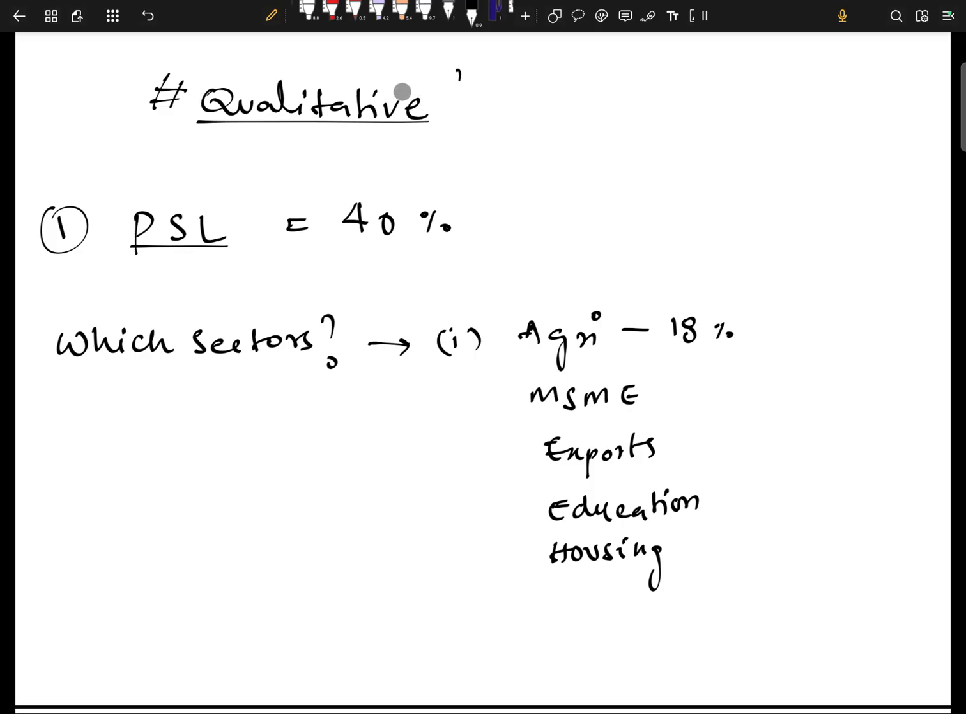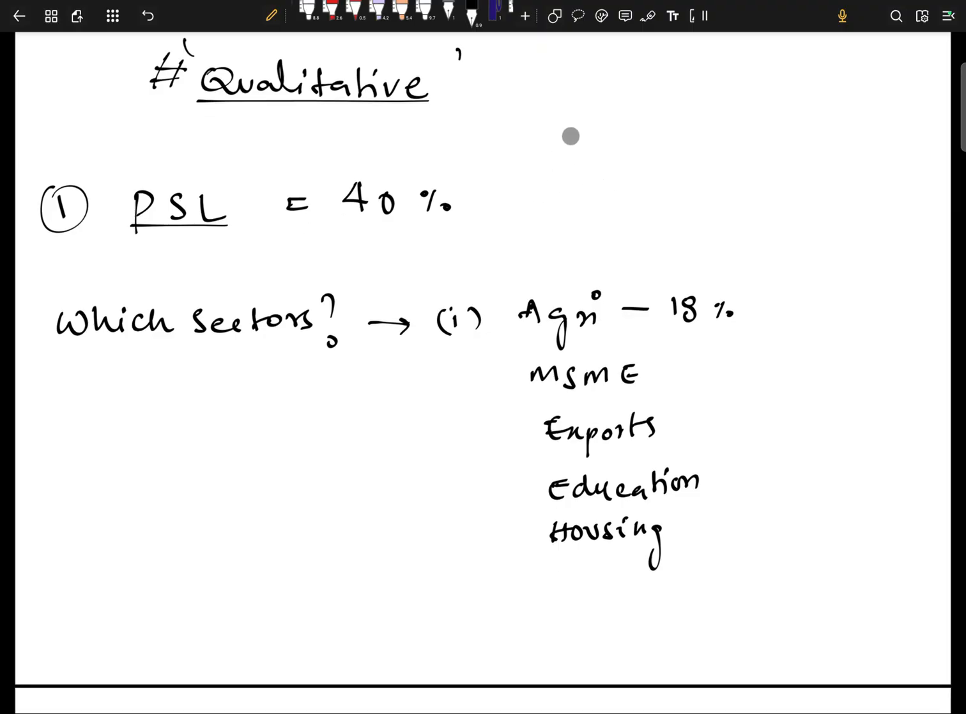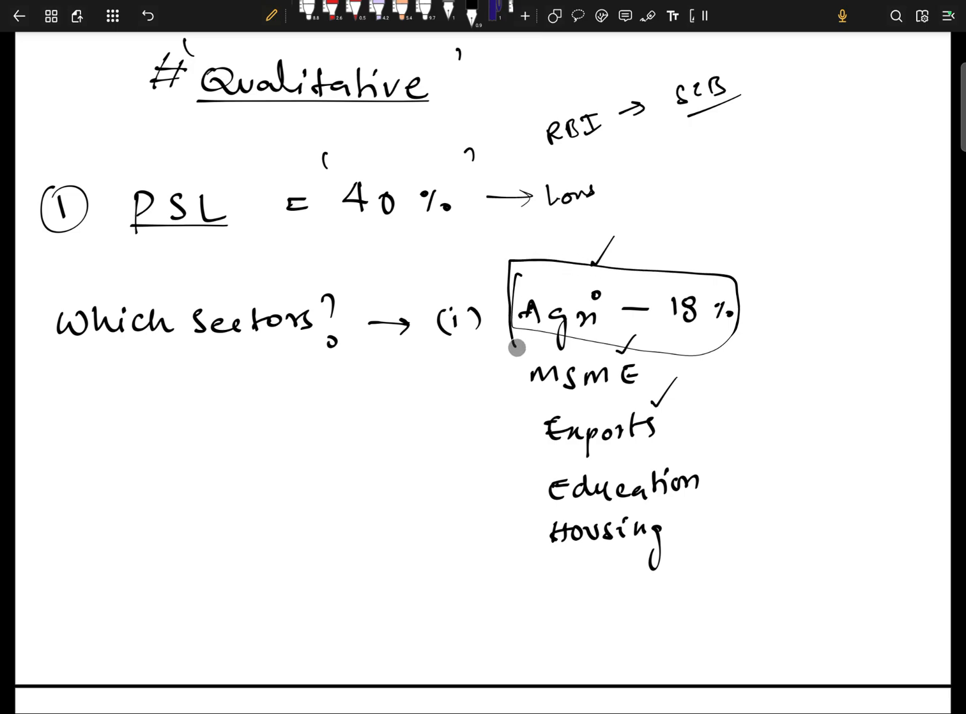Let's look into the qualitative monetary tools, starting with priority sector lending. What is priority sector lending? RBI will mandate the scheduled commercial banks to give a percentage of the total loans to certain sectors like agriculture, MSMEs, exports, education, housing. For example, for agriculture, the banks have to give 18% of their total loans. That is priority sector lending.